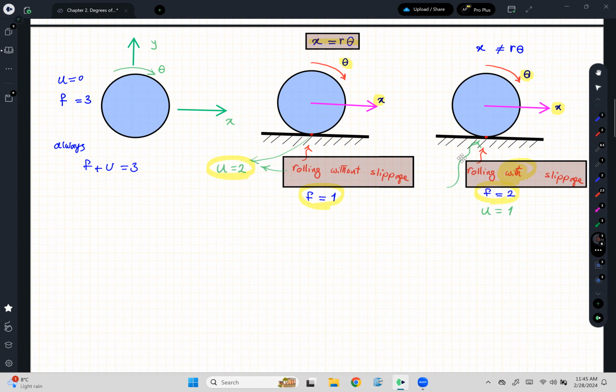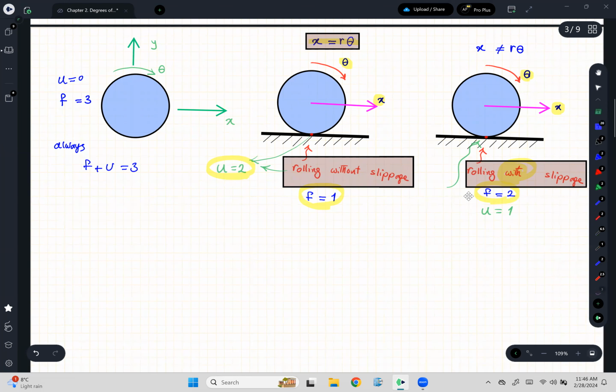U is equal to 1. Otherwise, your U is equal to 2, like the scenario here. Always in the problem, we actually clearly and explicitly state if there is rolling with or without slippage. So it's nothing for you to worry about, because we will say in the problem if there is slippage or not. Let's have some fun, make a mechanism.